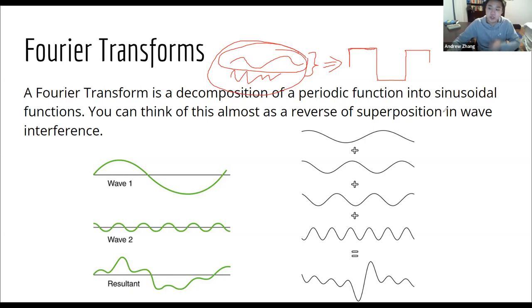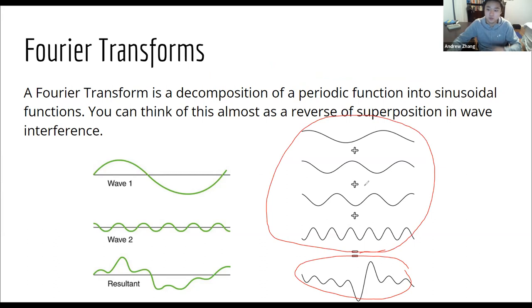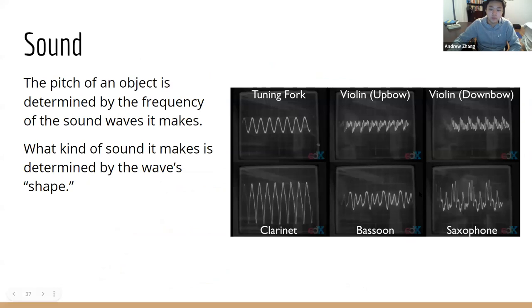So basically, this is the reverse of our idea of superposition in wave interference. Here's an example where you can take these four waves, and if you add them together, then you can get this. And we can deconstruct this backwards and get this. That's basically the idea of a Fourier transform. And this is pretty useful.